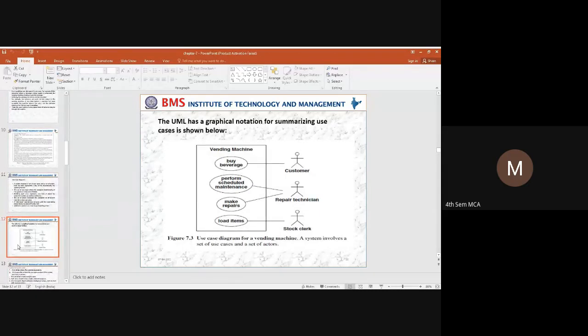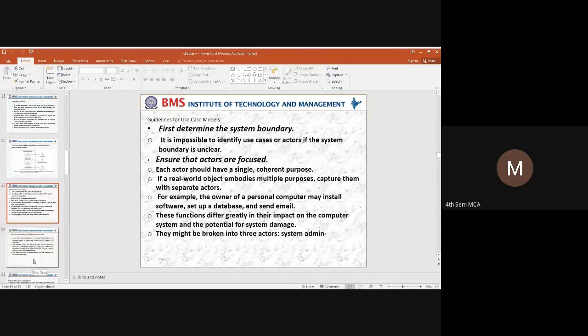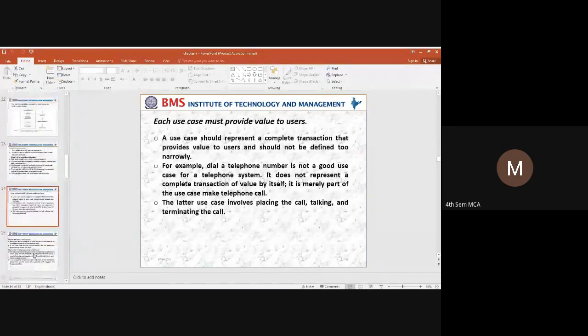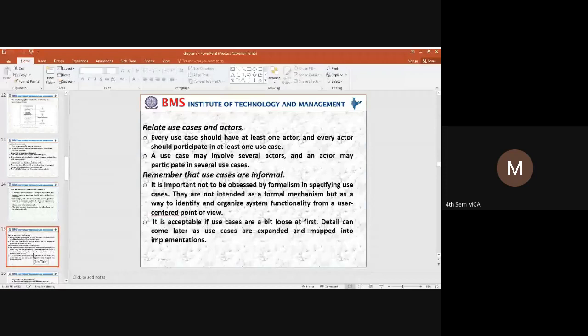So we had represented the UML diagram for a vending machine, where we had three actors and how these actors are associated with respect to the use cases. And we have completed the guidelines for framing or designing the use case.